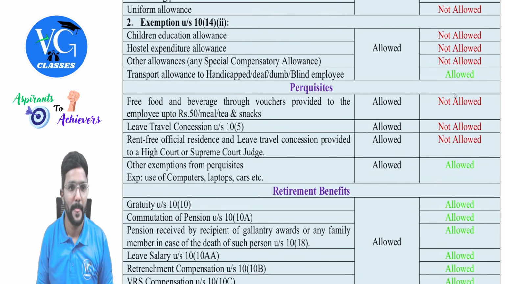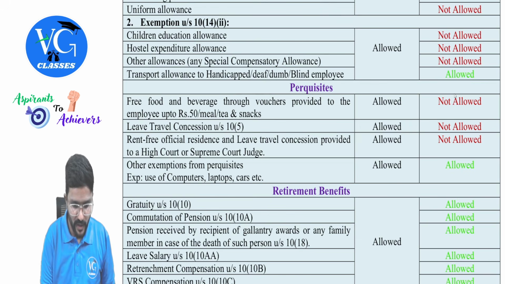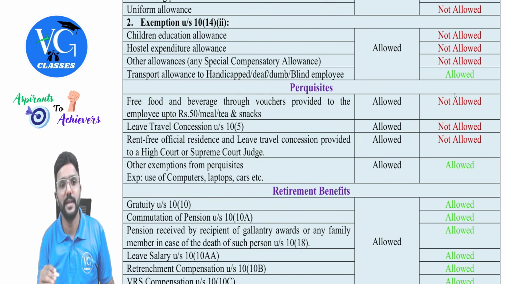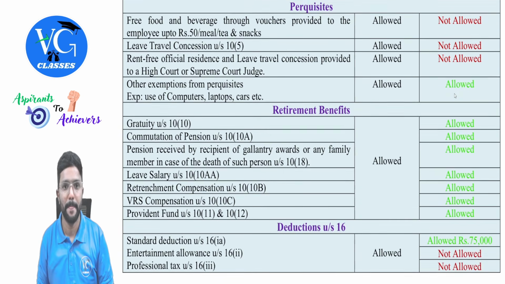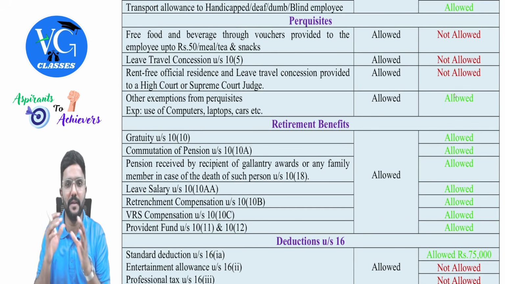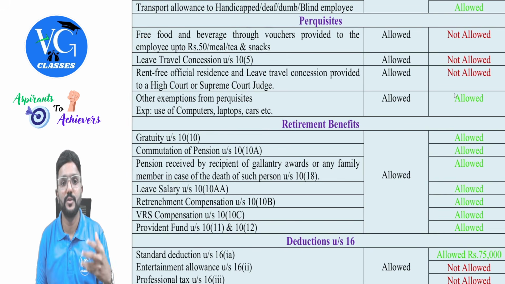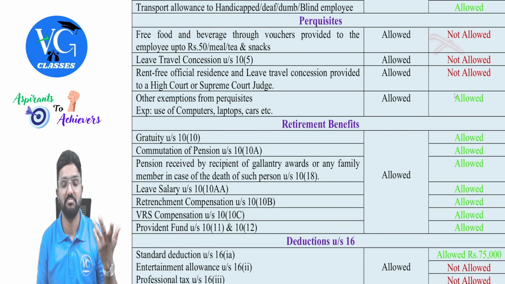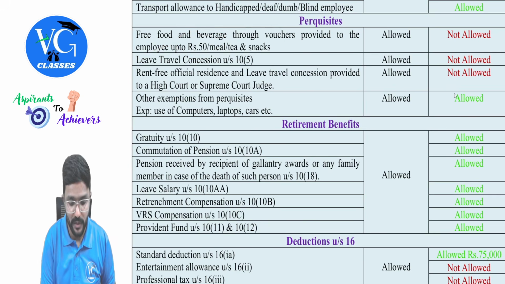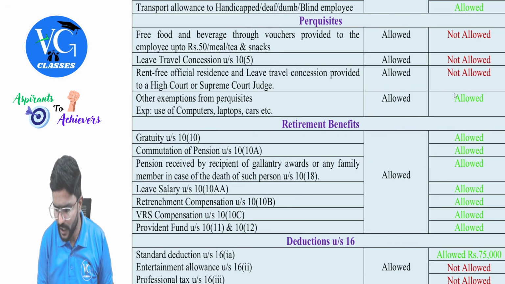Then under 10(14)(2), children education allowance, 100 rupees, a huge exemption they were giving; they have blocked it under the default regime. Hostel expenditure allowance or other allowances, any special compensatory allowance, are not allowed, whereas transport allowance for handicapped, deaf, blind and all is allowed. So now coming to the perquisites. I have given everything category wise, guys. Free food or beverages through vouchers or food coupons, exempt up to 50 rupees per meal, is not allowed. Then leave travel concession is not allowed. Rent-free official residence and leave travel concession provided to a High Court or Supreme Court judge are not allowed.